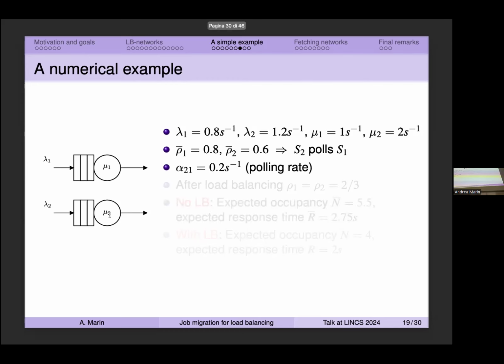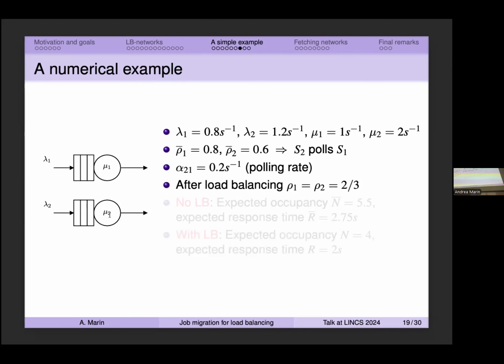Okay? You apply the formula that we saw in the previous slide, and you find that alpha 21, so the polling rate, should be 0.2. Okay, so what does it mean? That when station 2 becomes idle, a timer begins with average 5 seconds. If this timer expires before a new customer arrives at station 2, this station 2 will steal all the jobs of station 1 and bring them to its buffer and start working on those jobs. That's actually the behavior of this.